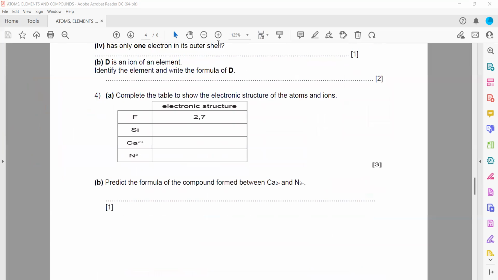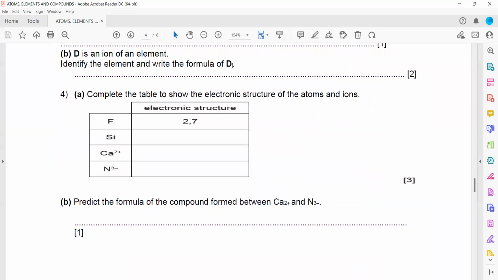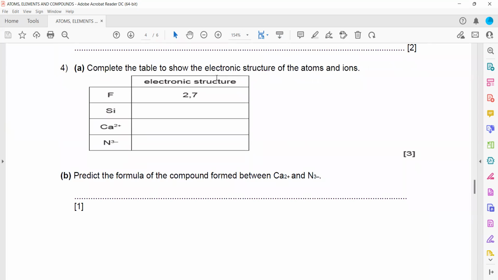Question 4. In this question, complete the table showing the electronic structure of atoms and ions. Look at this one: fluorine, silicon, calcium, and nitrogen, as nothing is given here. So what you have to do is check the periodic table, because the identity of the element is the proton number. You can even use the symbol to identify the proton number. Mass might be different because it might be an isotope. So the mass of an atom might be different, but the proton number will be the same.